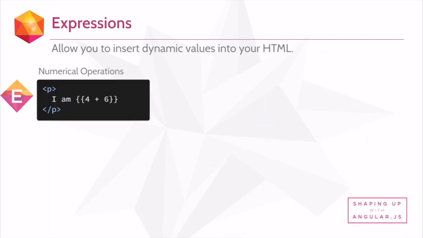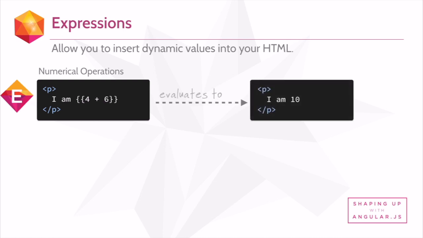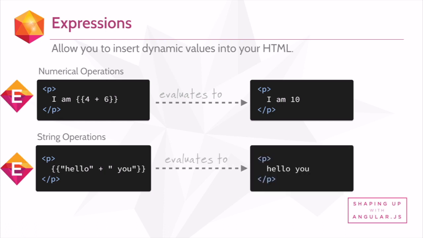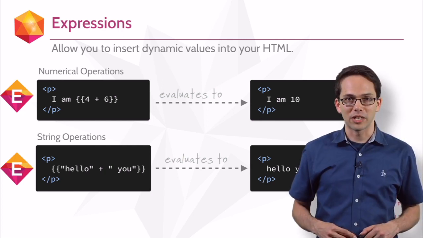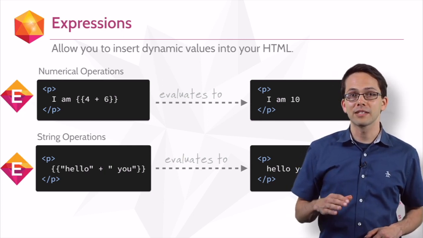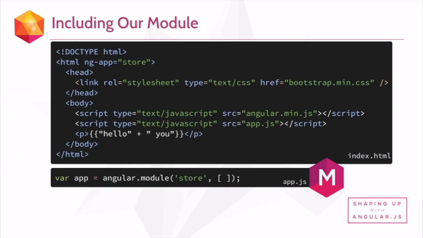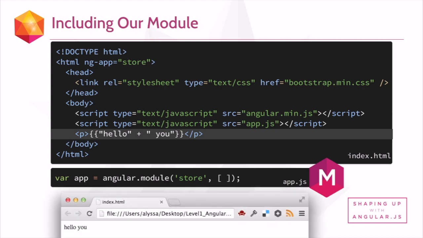Here's some basic ones, just using numerical operations. So if we say I am {{4 + 6}}, that's going to render out on the page as I am 10. We could also do string operations, saying {{"hello " + "you"}}, and that's going to evaluate to hello you, as you might expect. We'll be using lots of expressions inside of our Angular application, but for more examples, check out this URL. So if I move hello you into our Angular application and I load it up locally in my browser, I'm going to get hello you, just as you might expect.